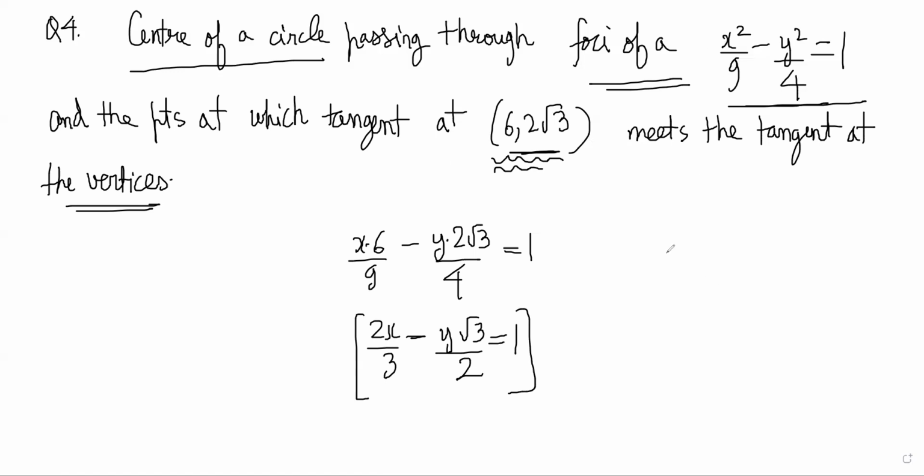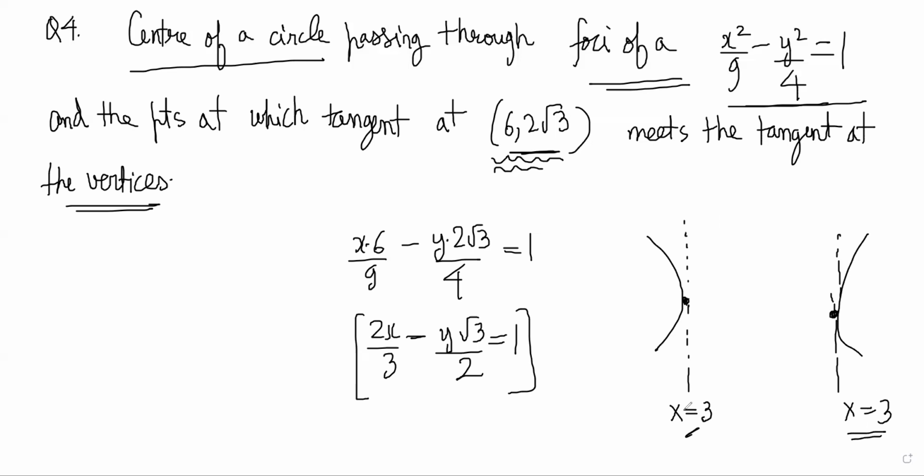The hyperbola is like this. We have to also find tangents at the vertices. The vertices are these points. So it's x is equal to 3 and x is equal to minus 3. The equations of the tangents at the vertices are simply these. The point of intersection of this line with these lines will give you two different points.